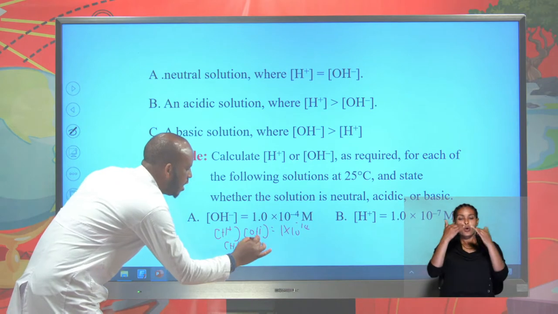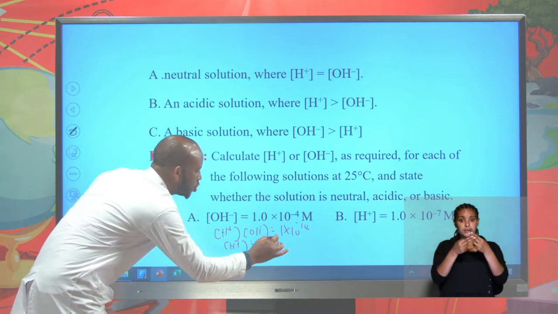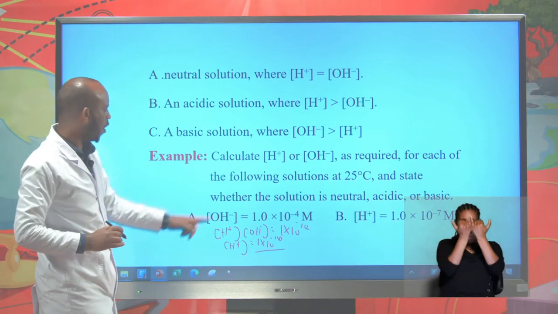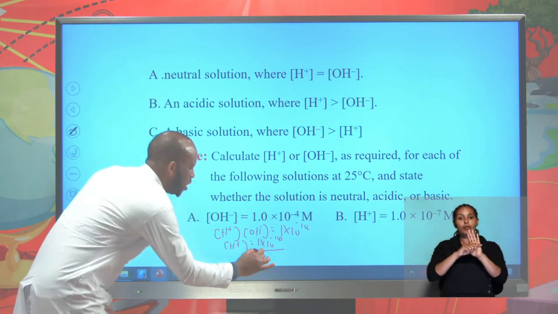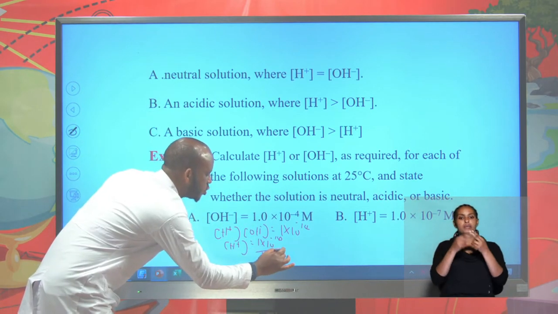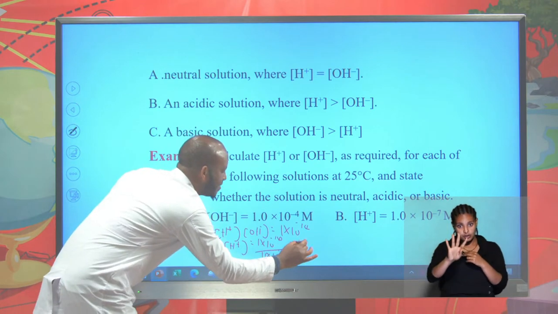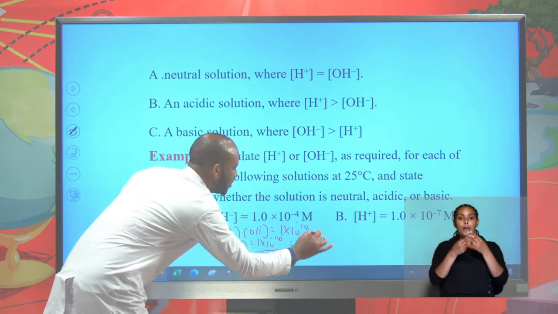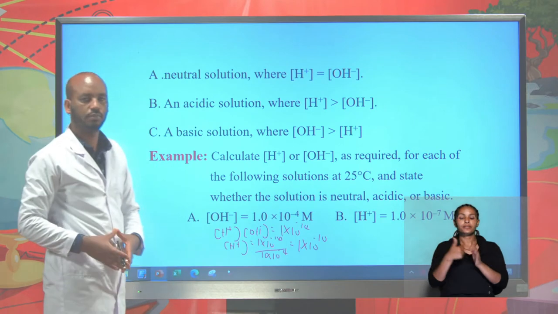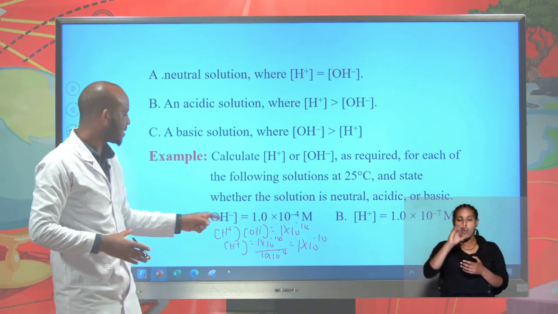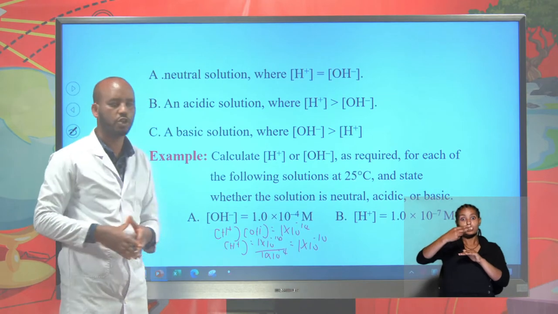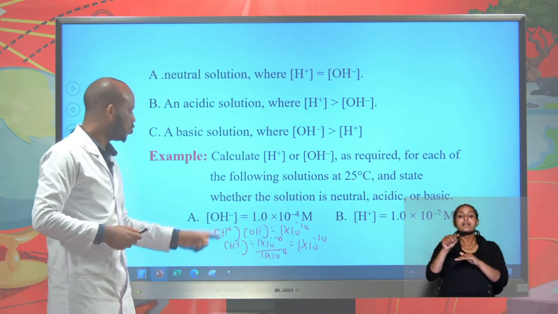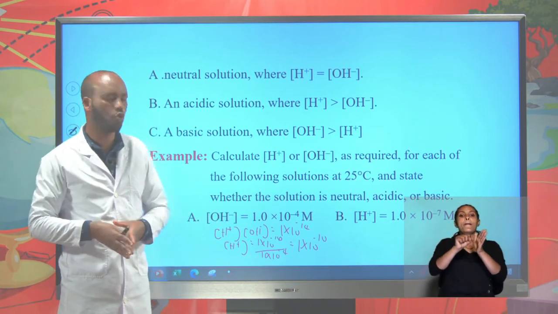From this, H plus concentration equals 1 times 10 raised to minus 14 divided by OH minus concentration, which is 1 times 10 raised to minus 4. 1 times 10 raised to minus 14 divided by 1 times 10 raised to minus 4 equals 1 times 10 raised to minus 10. You see? OH minus concentration is greater than hydrogen ion concentration. Therefore, this solution is a basic solution.